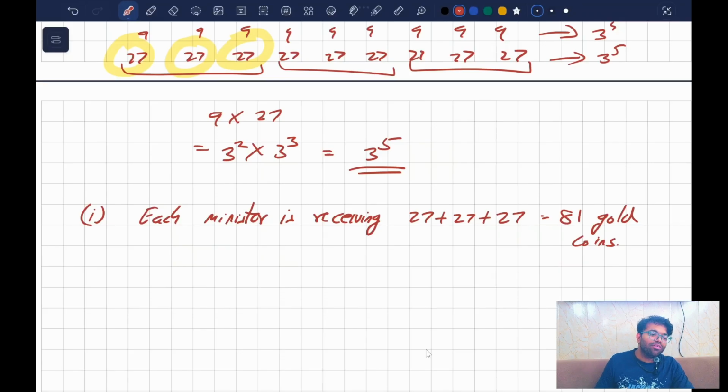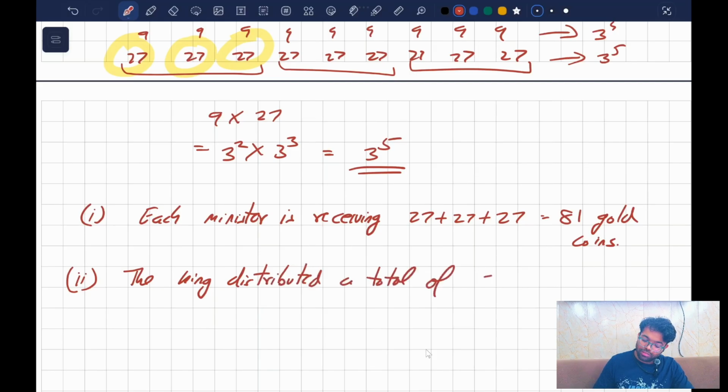हाँ. अगला, how many gold coins were distributed in total by the king? 81 plus 81 plus 81, 243. Number 2, the king distributed a total of how much? 243 gold coins, that is 81 plus 81 plus 81. Okay, he basically got 243 gold coins.